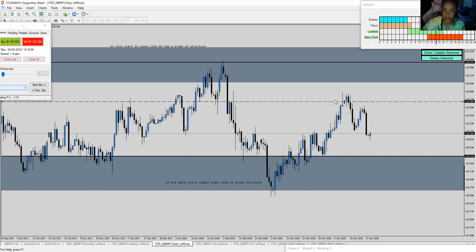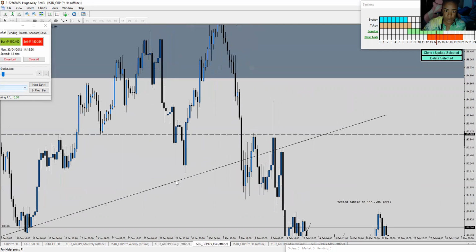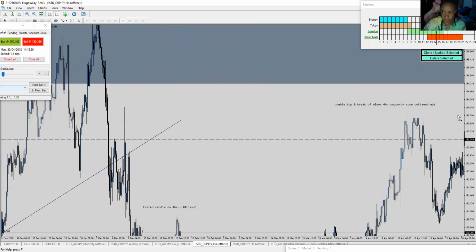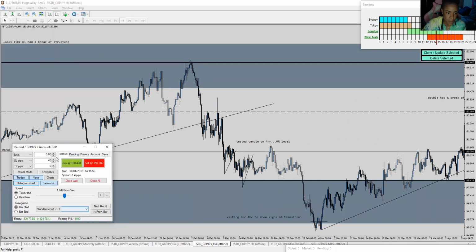All right, so it was at this moment that price actually broke structure on the daily time frame. And then from there, let's go to the 4 hour. All right, so we can really break it down. So it was here that I started using my fibs and stuff to start to take entries.